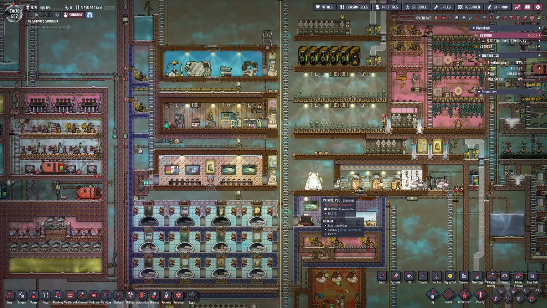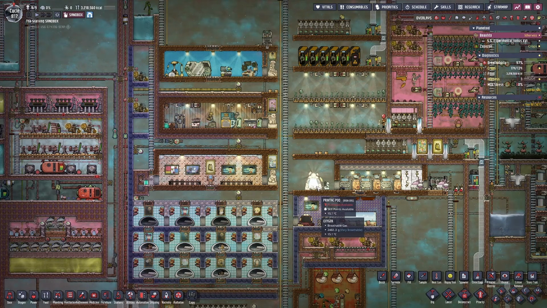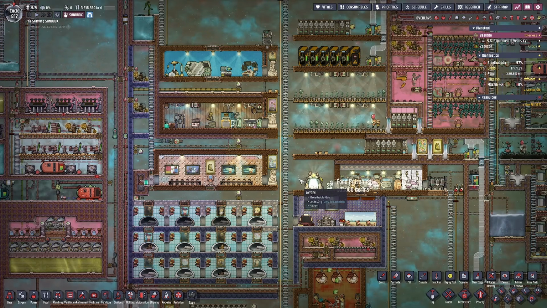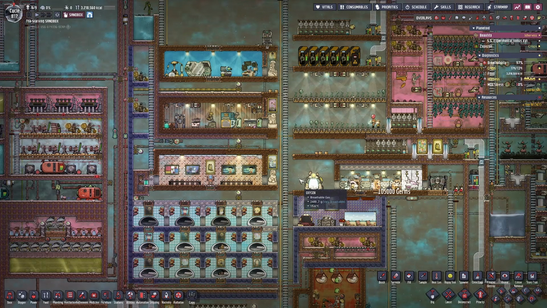So how many duplicants you like to play with is completely up to you, but just remember that each duplicant adds a tax in the form of oxygen production, food production, and carbon dioxide deletion that you're going to have to fulfill.